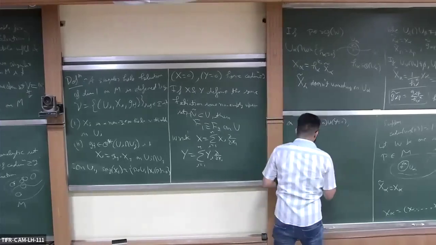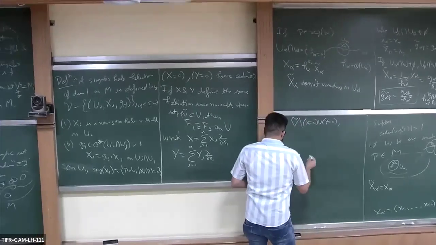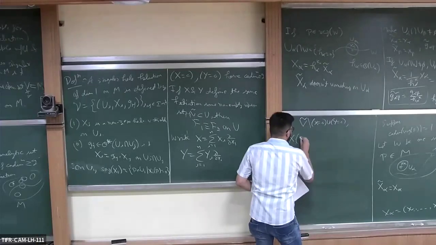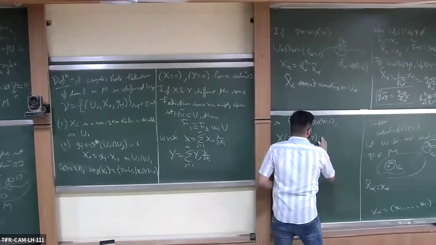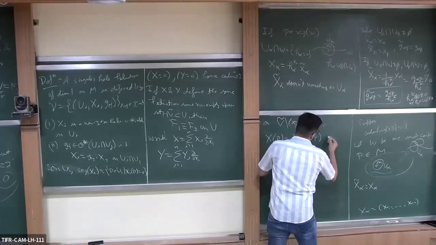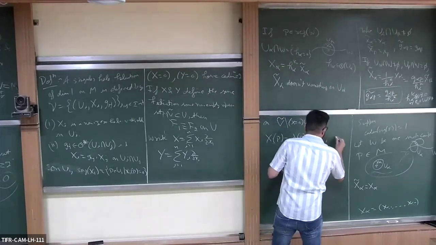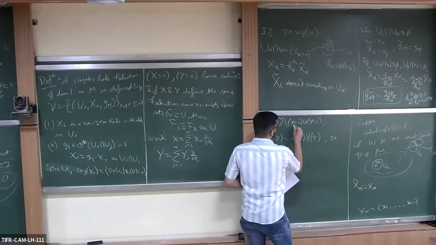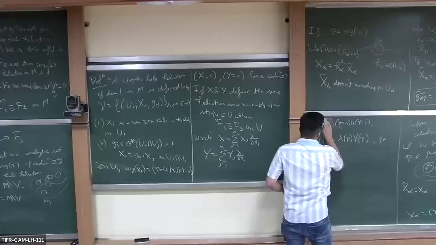On this set, I claim that my vector fields satisfy this relation. I'm claiming this is true. Here P is in B, and this is B tilde.